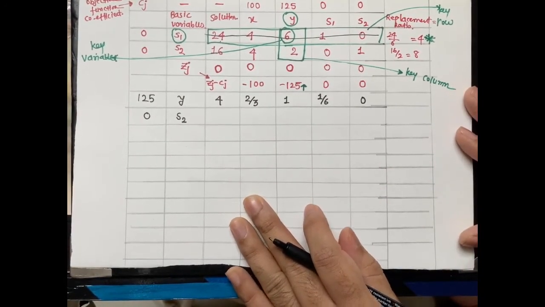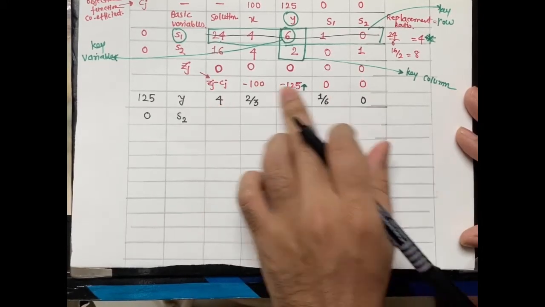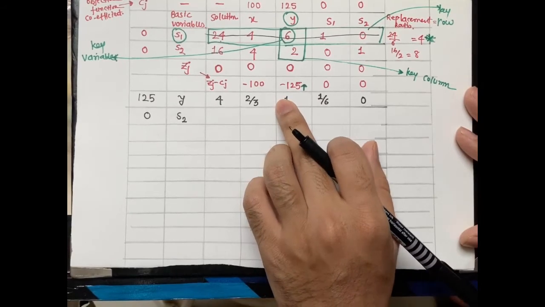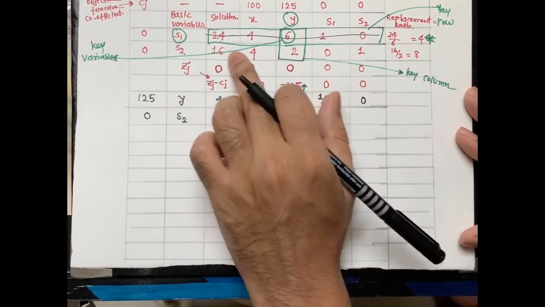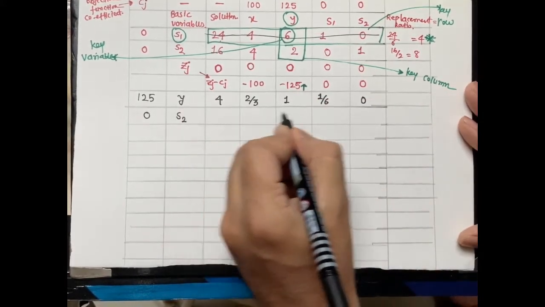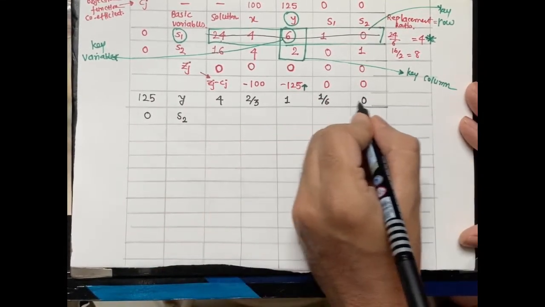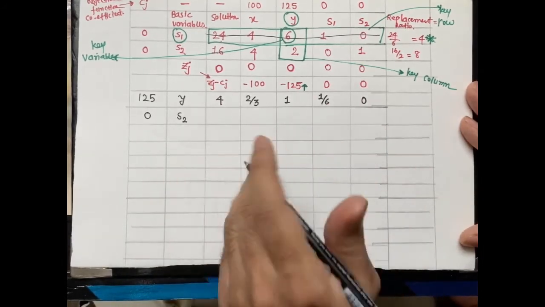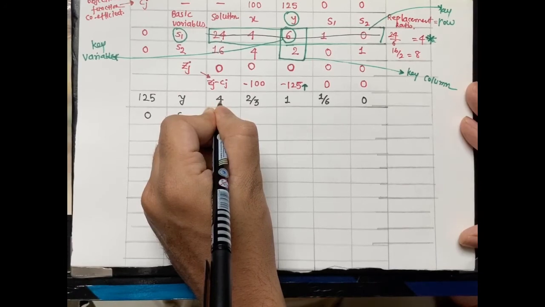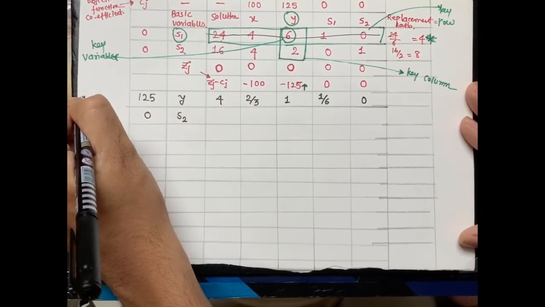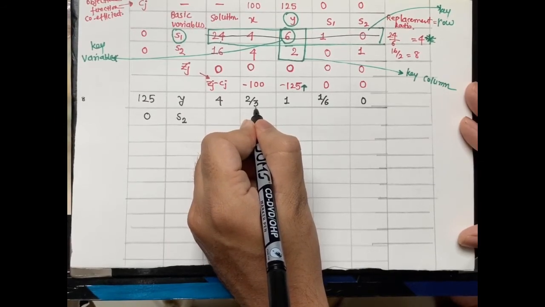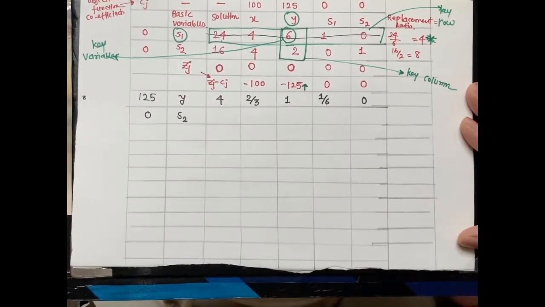I am repeating: if I multiply this entire row by 2, at this cell I will get a value of 2, and then if I subtract that from this entire row, I can get a 0 here. So I am doing that. Initially, let me multiply this entire row by 2. I am writing on the side the values I am getting. So 4 multiplied by 2 is 8. 2 by 3 multiplied by 2 is 4 by 3.